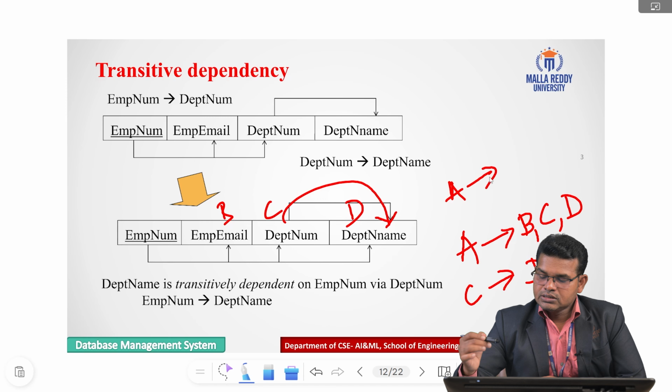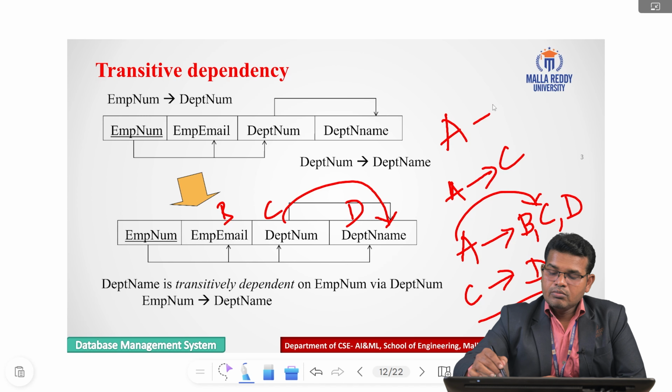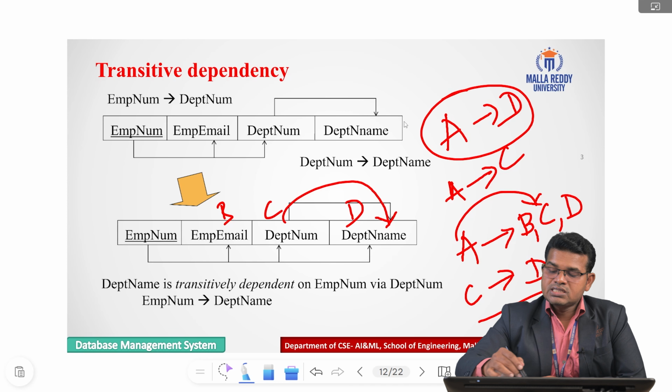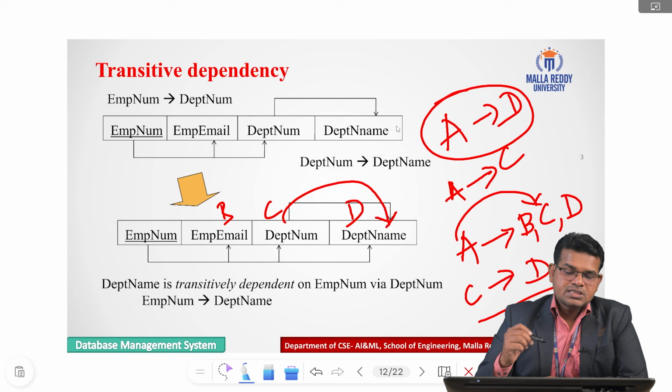Now, we can explain transitive dependency in a simpler manner. A determines C according to the dependency given. A determines C, and C separately determines D again. That means A determines D. This is called transitive dependency. Hence, in this relation, transitive dependency occurs.